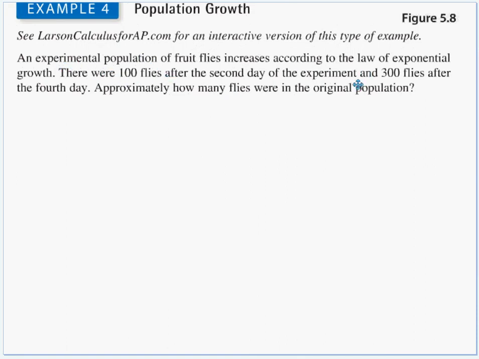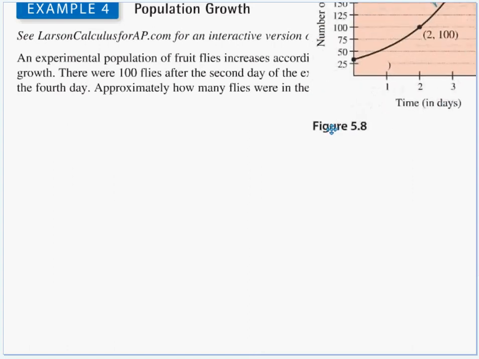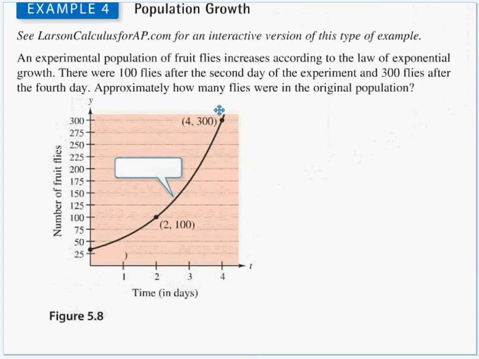It increases according to the laws of exponential growth. There's 100 flies on the second day, 300 flies on the fourth day. Use that information to back up and figure out approximately how many flies were in the original population. So again, we have two initial points. Usually one of them is the time 0 point, which makes it nice to establish the curvature. But now we have two non-time 0 points. We can still use those points to establish our curvature and work backwards to find our time 0.